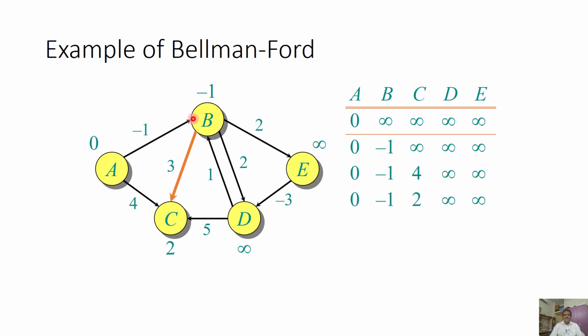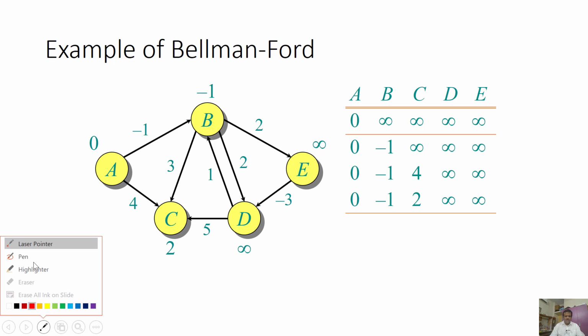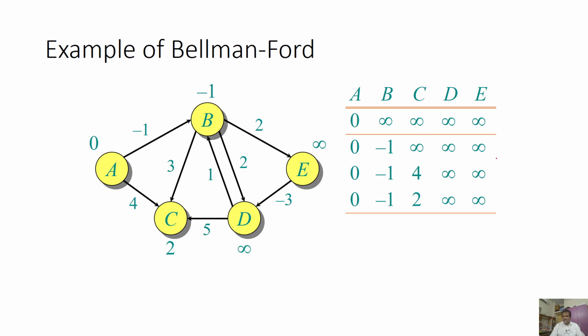So, this was 4. Now, we have a path like this. So, this is minus 1 plus 3, so 2. This was 4, this is now 2. So, this will change. I think this is the last edge. This is infinity, no change. So, this is done. This is for I is equal to 1. This is the initialization step, and this loop is for I is equal to 1. Now, we will do the same thing for I is equal to 2.